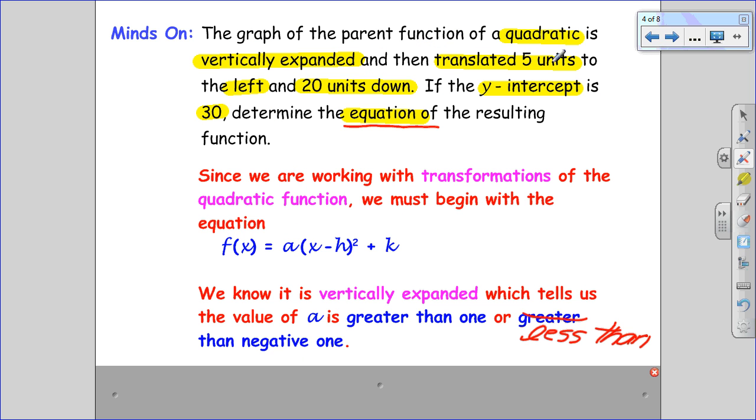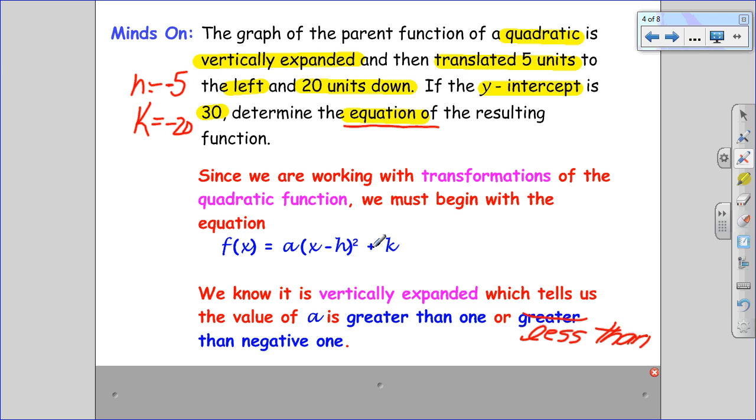It tells me it's translated 5 units to the left. Well, that tells me right there, and I can write it here, h is 5. And it needs to have a negative because it's going left. And it's 20 units down, which tells me the k value is -20 because I'm going down.